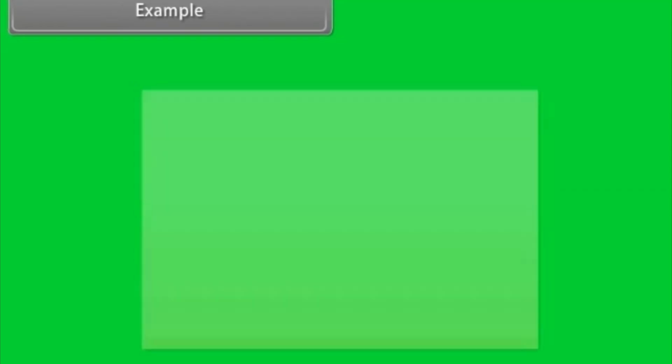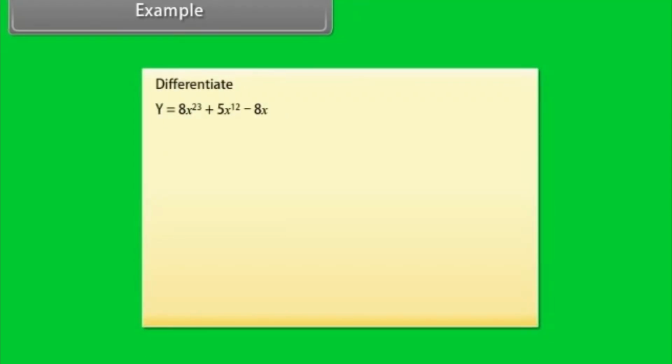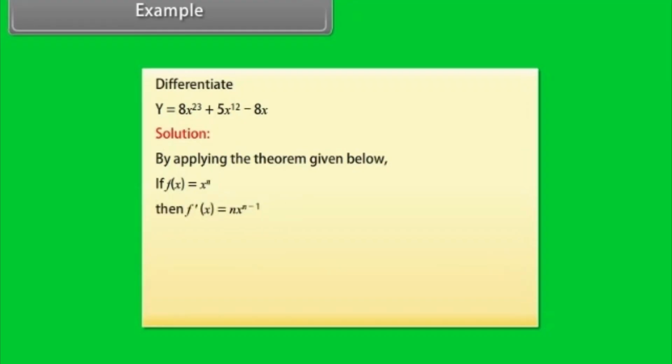Example. Differentiate y = 8x raised to power 23 + 5x raised to power 12 - 8x. Solution. By applying the theorem given below. If f(x) = x raised to the power n, then f dash x is equal to n into x raised to the power n - 1, where n can be any real number.